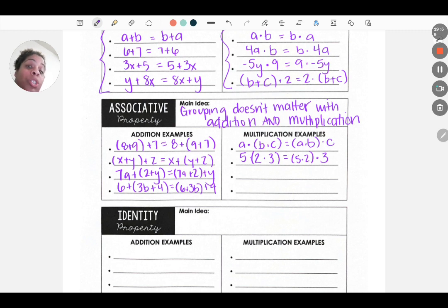Let's do the parentheses first, because the order of operations says we have to do parentheses first. So if we do this first, we have 2 times 3 is 6, and 6 times 5 is 30. Let's look at the other side. 5 times 2 is 10, times 3 is 30. Okay, so it works.